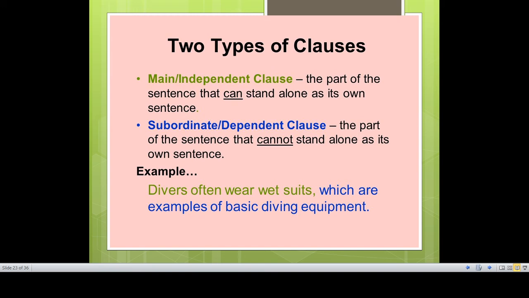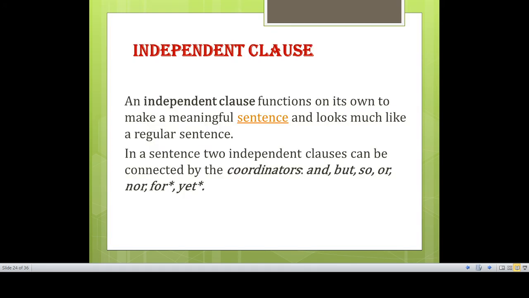But whereas "which are examples of basic diving equipment" is in fact a clause, it cannot stand on its own. It does have a subject and a verb. All those things are there. But then it cannot stand on its own. That's why it's called the dependent clause.